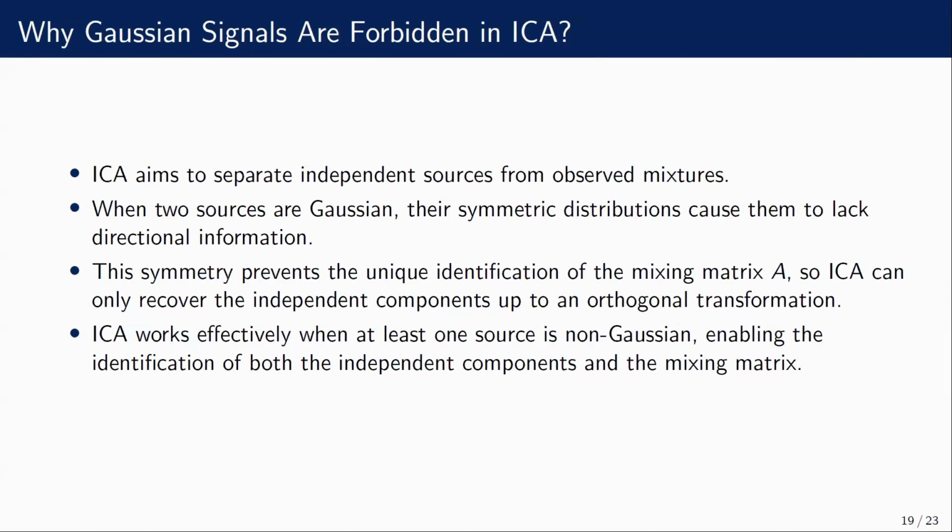Having covered the math behind ICA, now we look at why Gaussian signals are forbidden in ICA. Gaussian signals are symmetric, and this symmetry causes a lack of directional information, preventing ICA from uniquely identifying the independent components or the mixing matrix unless at least one source is non-Gaussian. Let's now take a look at where ICA is actually used in the real world.